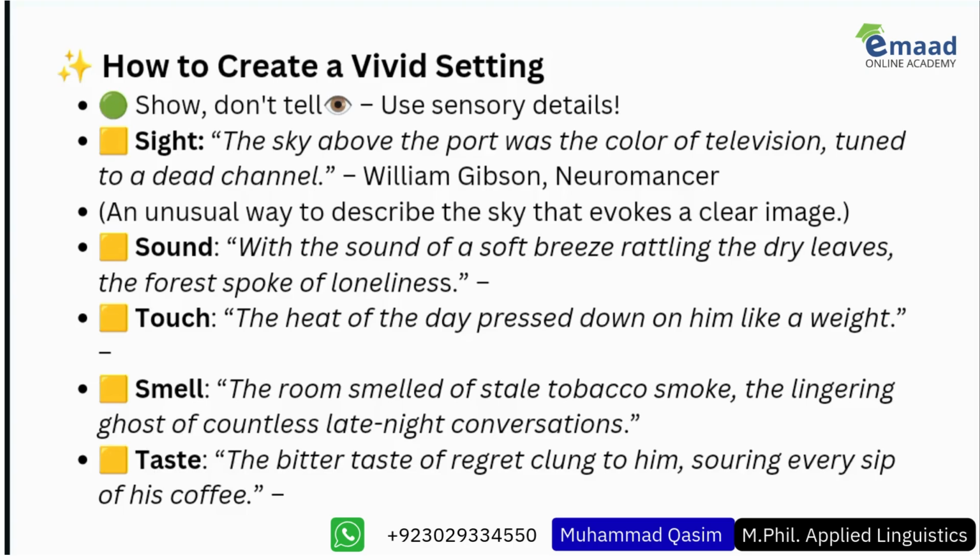So, first is the example for sight that can appeal to the sense of sight of your readers. The sky above the boat was the color of television, tuned to a dead channel. Like in the past, when we used to have television, if there was a dead channel that was not giving signal, it was like a blue screen that was not showing anything. So the sky above the boat was the color of television. So it's giving a visual description that a reader can, of course, visualize if he has seen it.